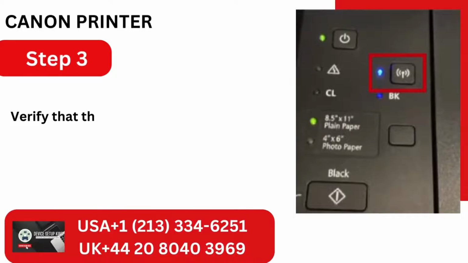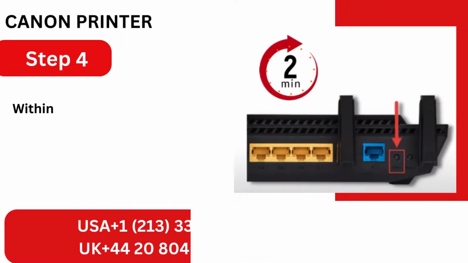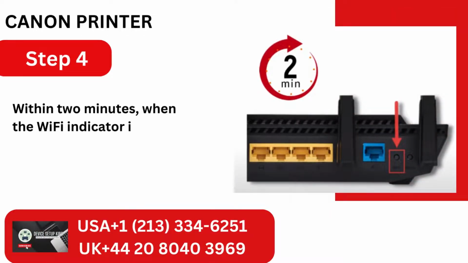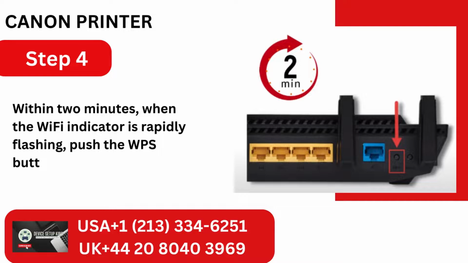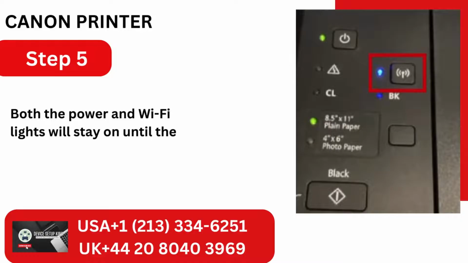Step 3. Verify that the power light is on and that the Wi-Fi indicator is flashing. Step 4. Within 2 minutes, when the Wi-Fi indicator is rapidly flashing, push the WPS button on the router. Step 5. Both the power and Wi-Fi lights will stay on until the connection is stable.